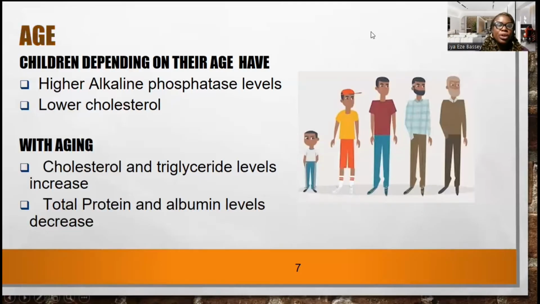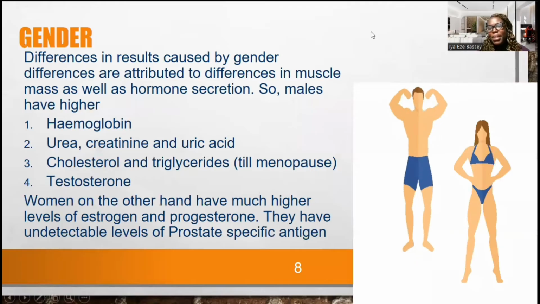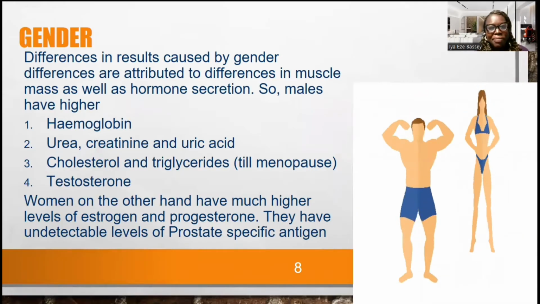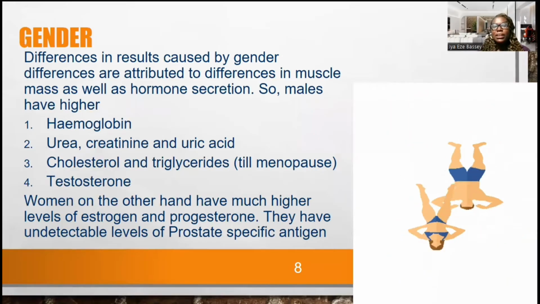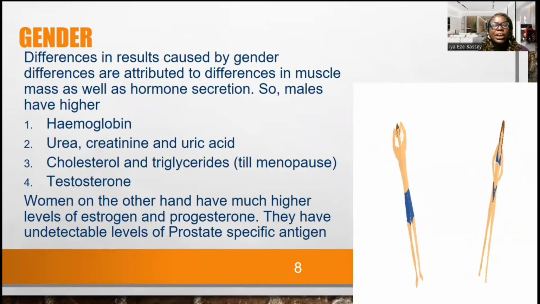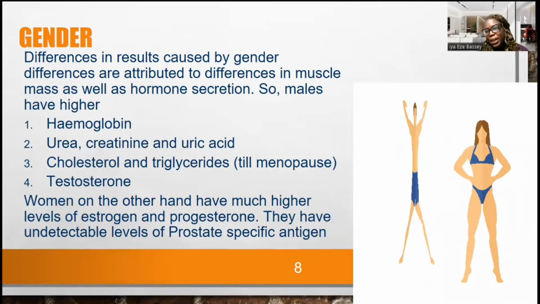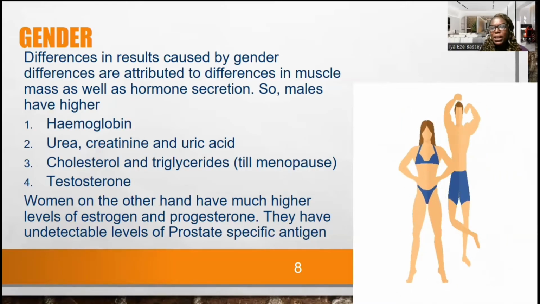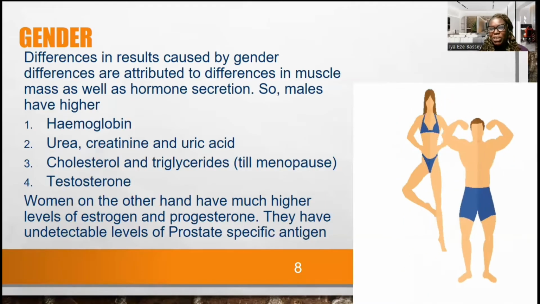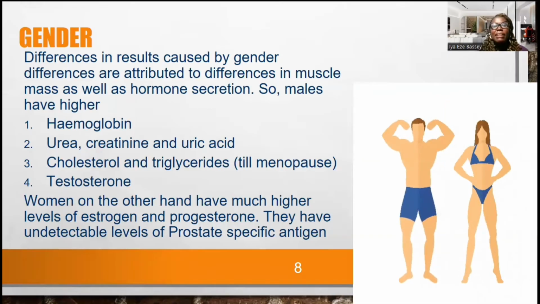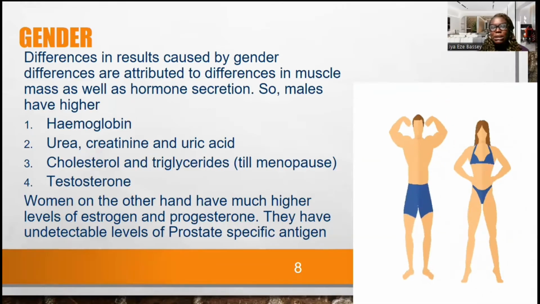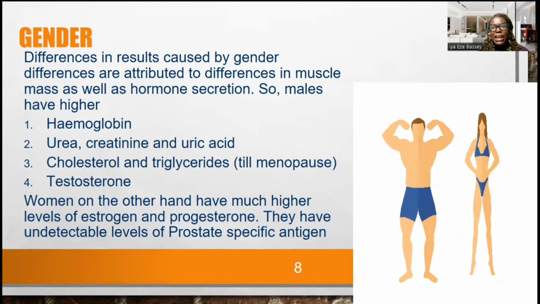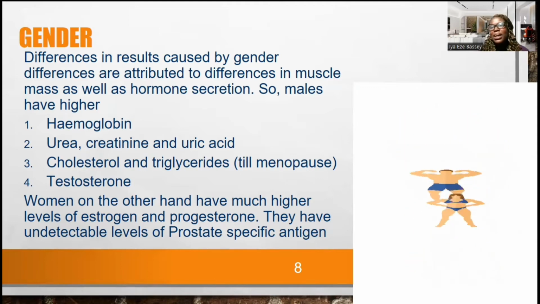So another thing that can affect our test results is gender. Are you male biologically or are you female? If you look at these people that are jumping up and down, you will find out that the man is muscular, has higher muscular mass, all right, compared to the female.